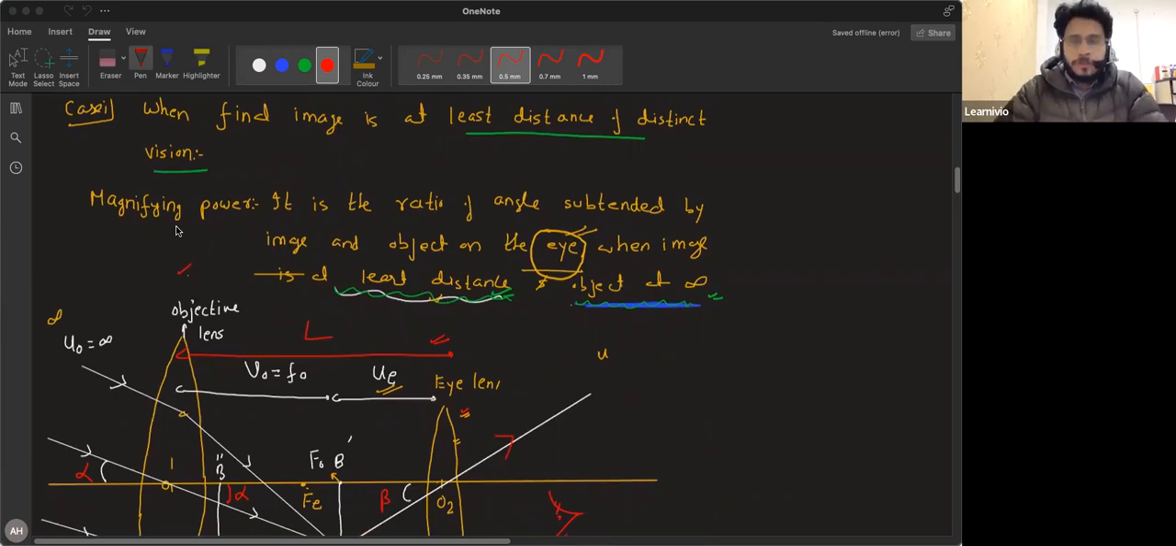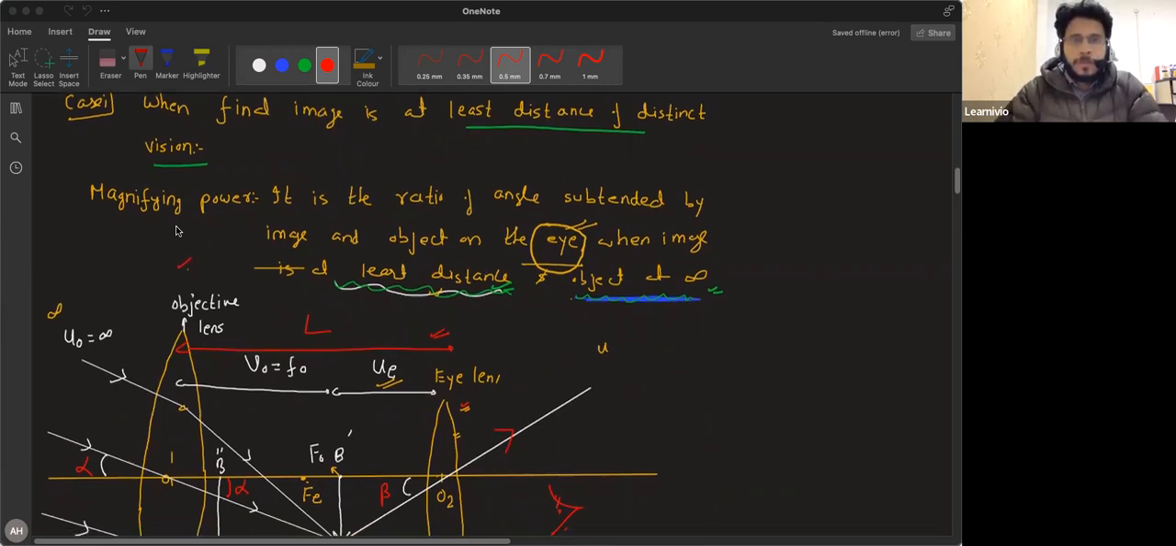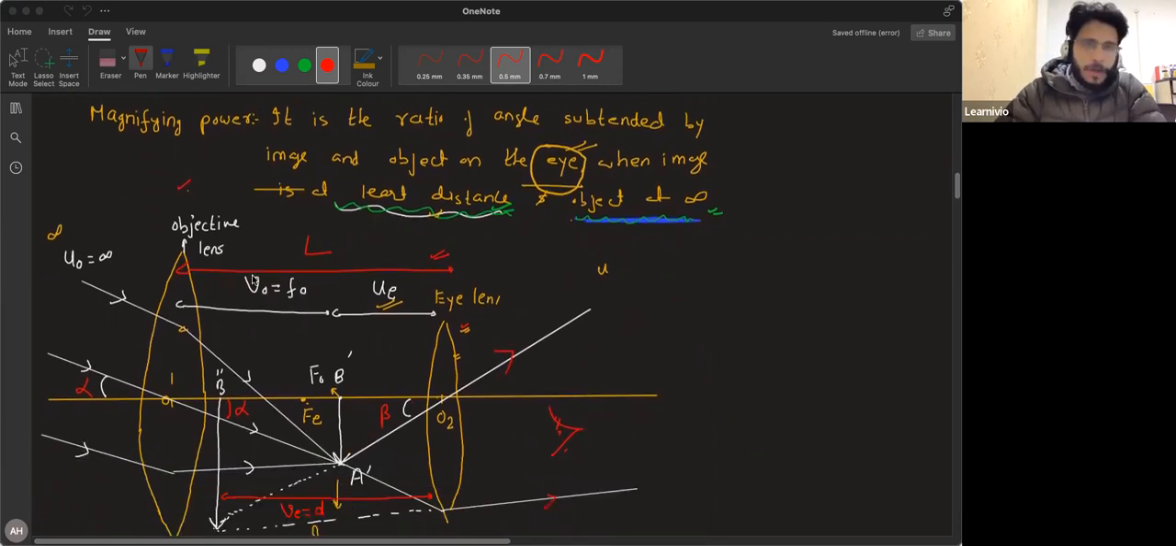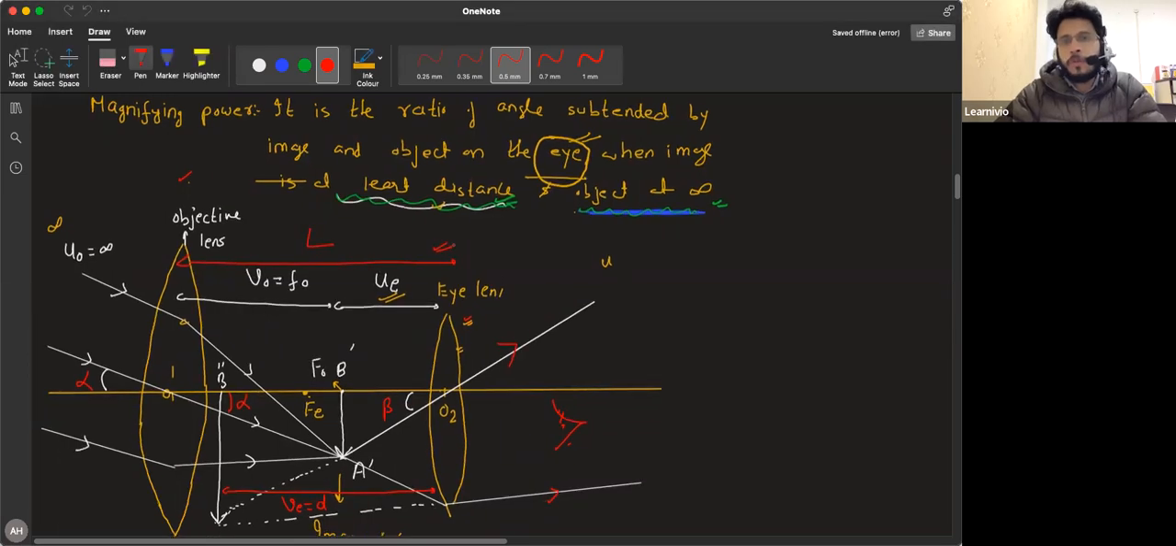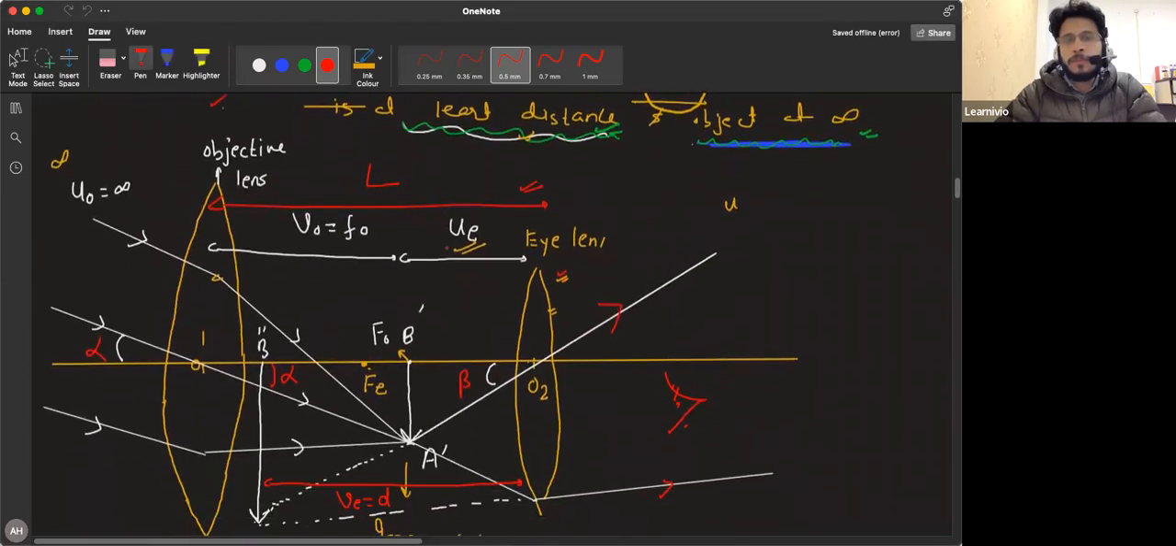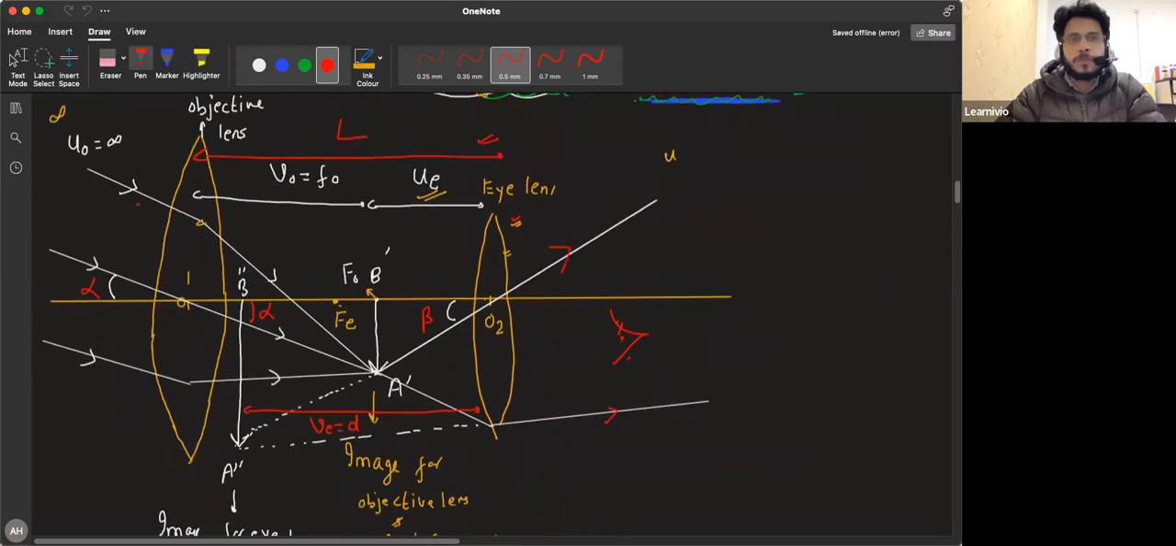Okay, now let's discuss case one of the telescope, when your final image is at infinity. For a telescope, your object is at infinity. When your object is at infinity, that means rays are parallel. So the parallel rays are coming from an object at infinity.